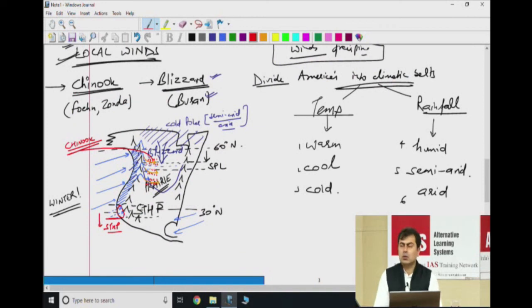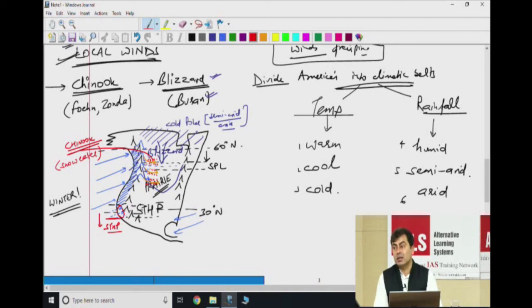Sir, why does it not blow during the summers? It should blow during the summers. Why does it blow throughout the year? But only in winters will things snow up. Only in winters it will cause the snow to melt. Only in winters I'll get the name snow eater. This is how a local wind is created.